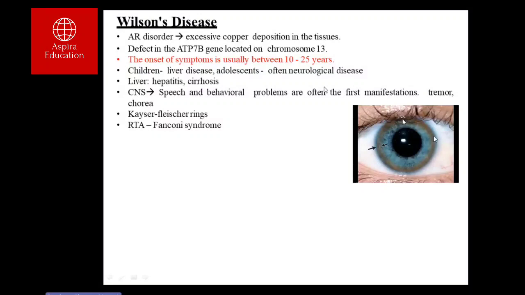This KF ring is classically distributed in the periphery of the cornea. Here, the copper deposition is in the layer of the cornea known as Descemet's membrane. These patients who have got very high copper level in the blood can have hemolysis, they can have blue nails.